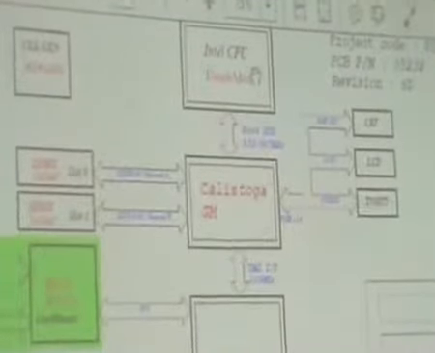Inside the blocks you are seeing some page numbers: 4, 5, 6, 7, 8. So this 4, 5 means that in this schematic everything about this processor is on page numbers 4 and 5. If you want to refer to any signals or any connection of the processor, you have to see pages 4 and 5.